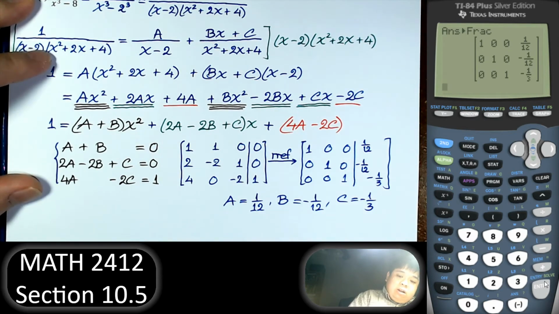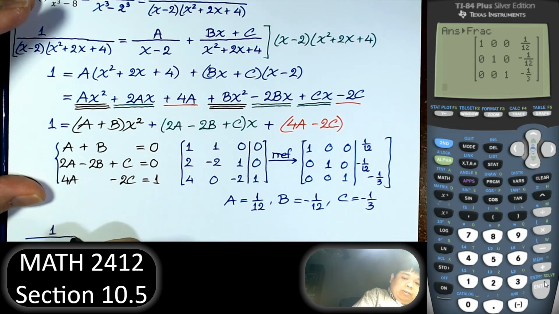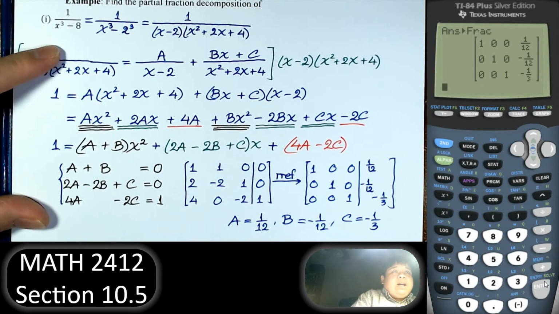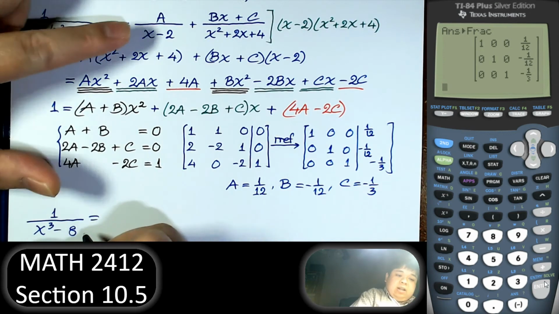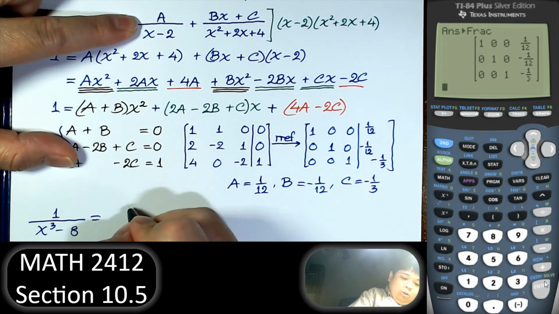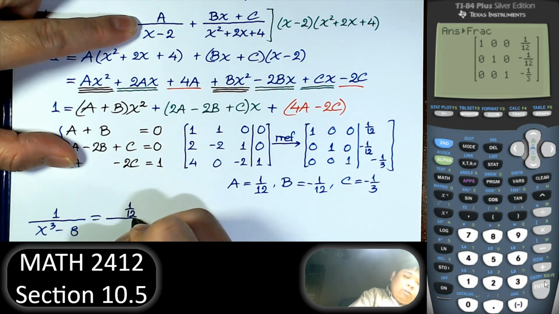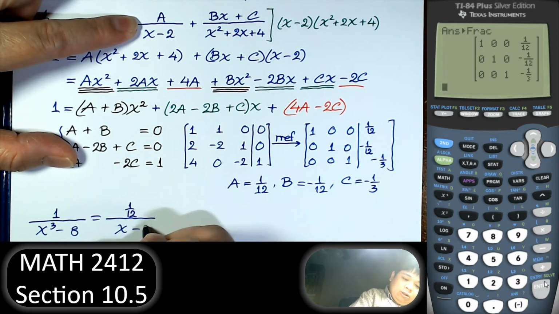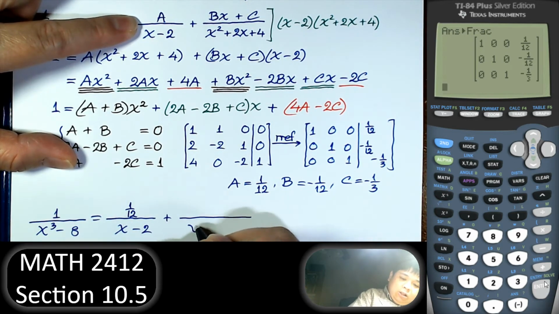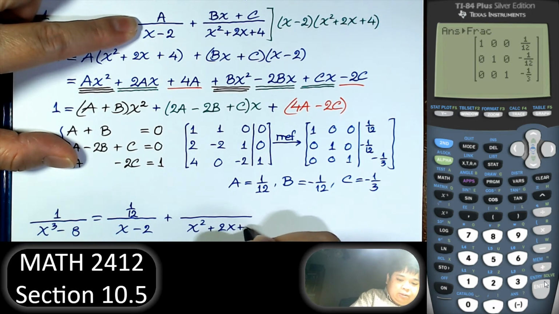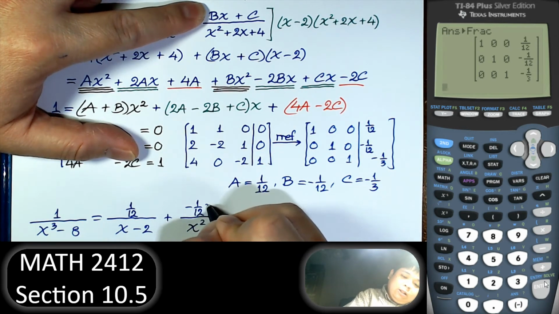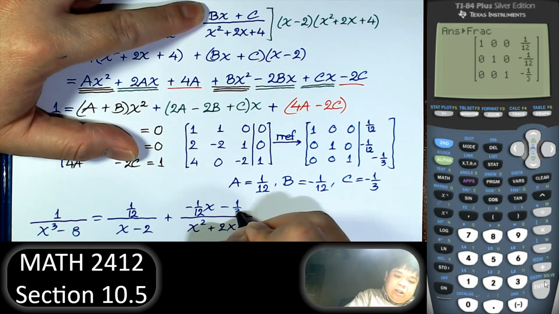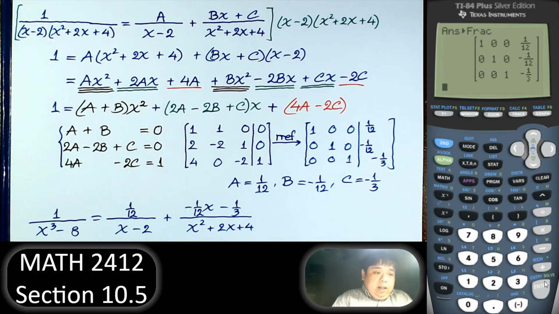So we break this down, and we have 1 over, copy the original problem, x cubed minus 8. And this is the breakdown. A, 1 over 12, over x minus 2, plus x squared plus 2x plus 4. B is negative 1 over 12 x minus 1 over 3 for C. Right.